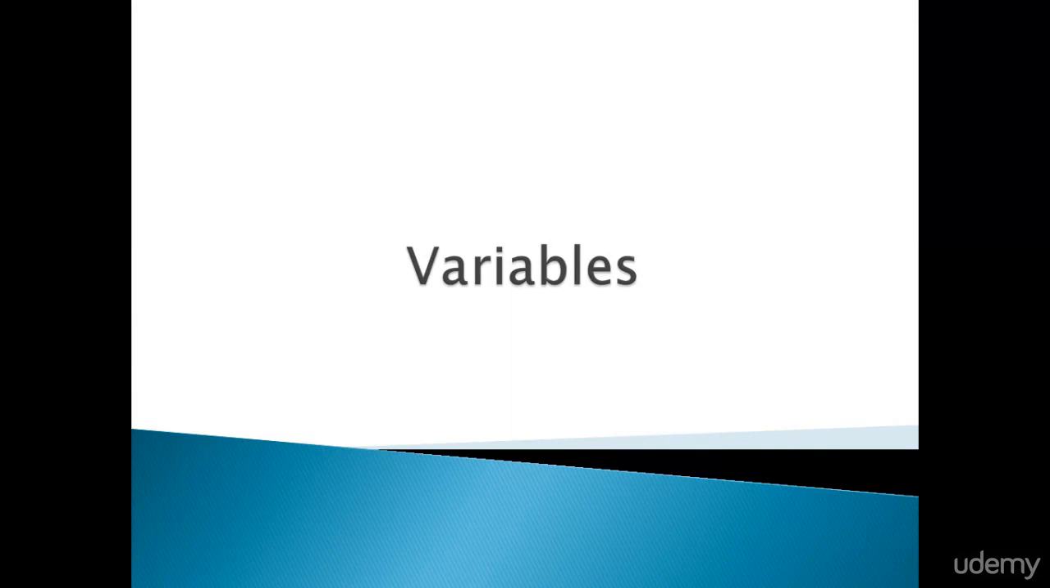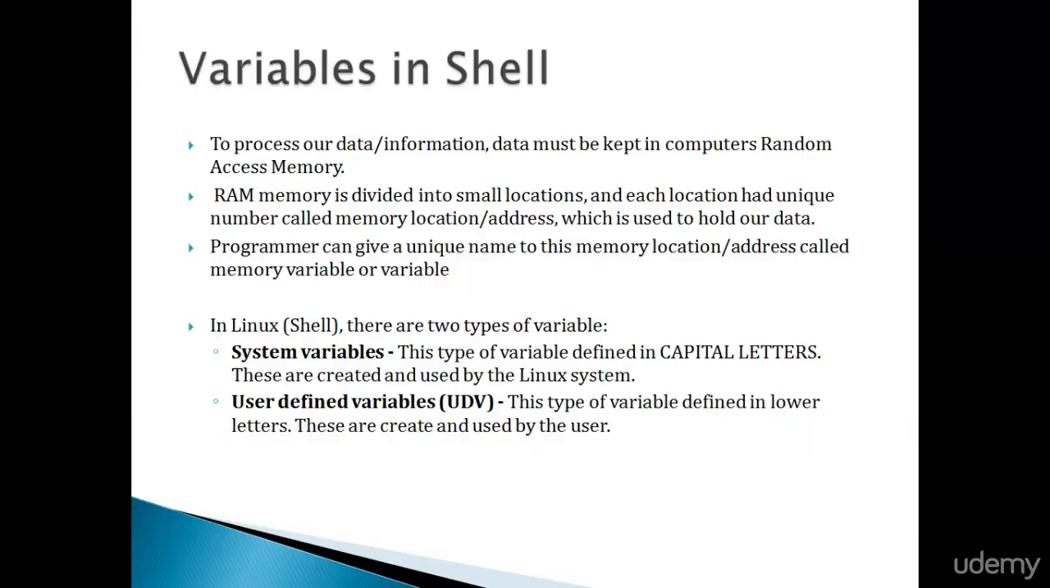Now we'll learn about variables in Unix, as in how we declare the variables and how we use them in shell scripting in Unix. So, variables in shell. To process our data, our information or data must be kept in the computer's random access memory. Random access memory is divided into small locations, and each location has a unique number called a memory location or address, which is used to hold our data.